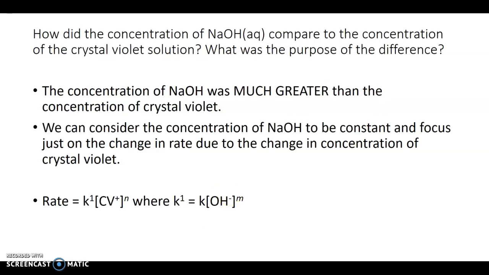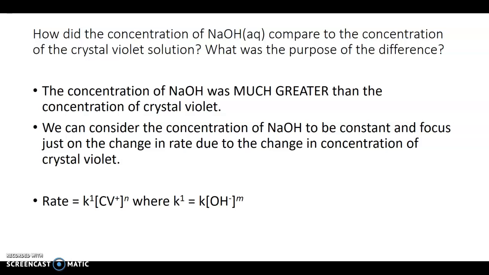So the concentration of the sodium hydroxide was much greater than the concentration of crystal violet. And the reason for that is so that we can consider the concentration of the sodium hydroxide to be constant. And we're focusing just on the change in rate due to the change in concentration of the crystal violet as it gets used up in the reaction.